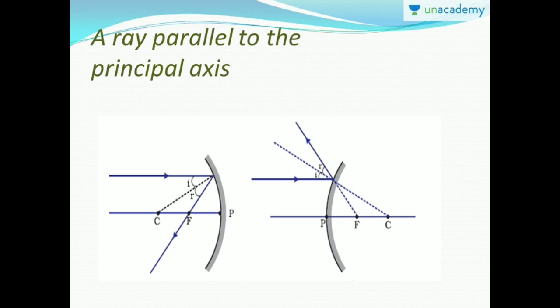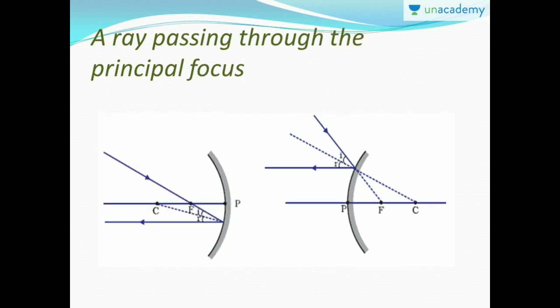Moving on, a ray passing through the principal focus. I told you what the principal focus is. It is in between the center of curvature and the pole. A ray passing through the principal focus of a concave mirror, or directed toward the focus of a convex mirror, after reflection will emerge parallel to the principal axis. This is illustrated in the following figures. You can clearly see it.